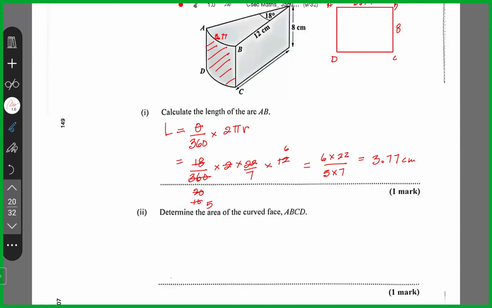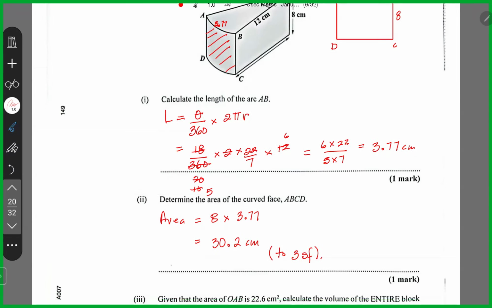Now the area for a rectangle would be length 8 times width 3.77. So the area is 8 times 3.77, and we're getting 30.16. This is 30.16. We could say 30.2 centimeters square to 3 significant figures.